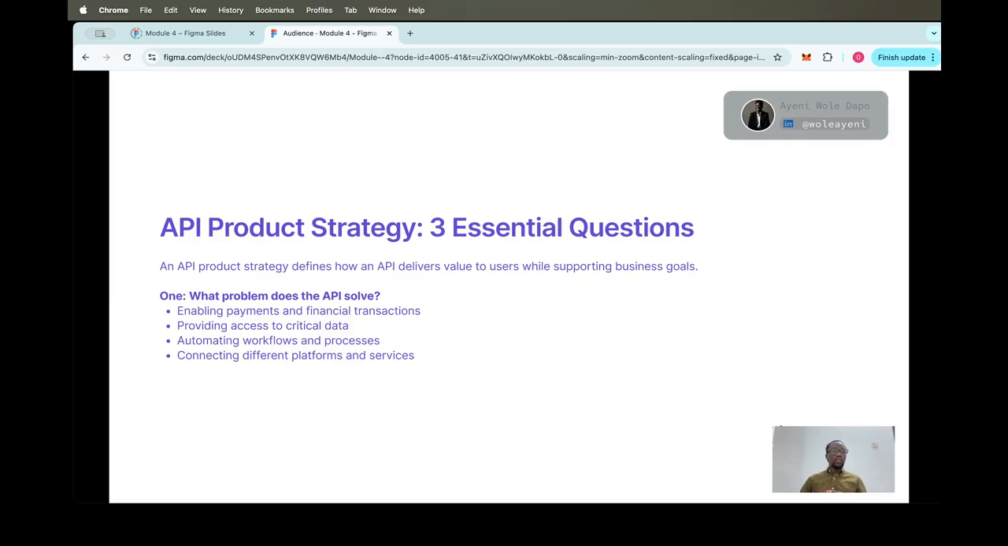The first question you must answer is, what problem does this API solve? As a TPM, you look within your system, between the kind of service you offer today and the type of capabilities you have internally today, and identify what problem we can solve with this API in today's market. Is it payment? Is it data access? Is it automation? Is it system integration? The clearer the problem, the easier it is for developers or businesses to adopt your API. So it's important for you to identify what problem you can solve with your existing infrastructure and capabilities.